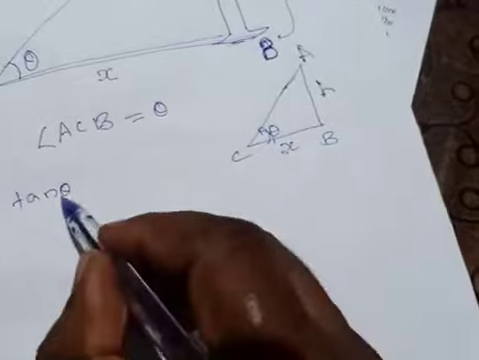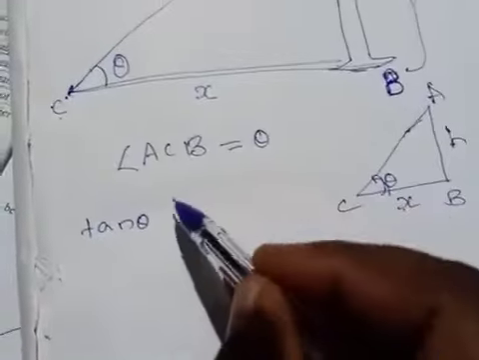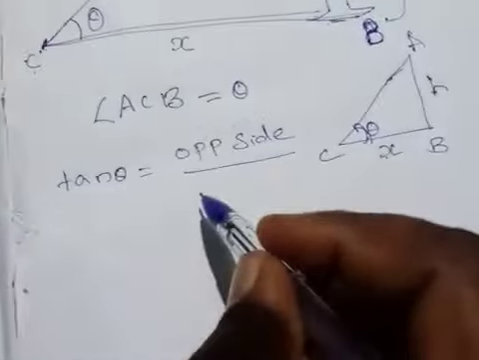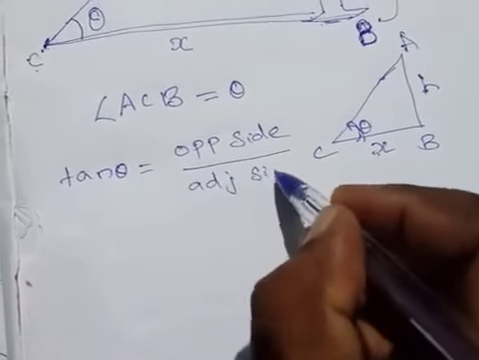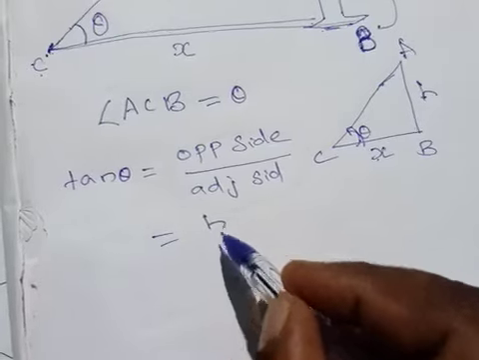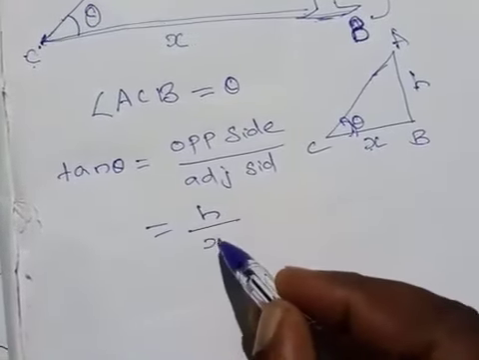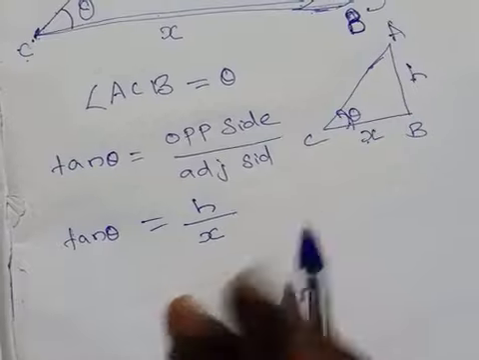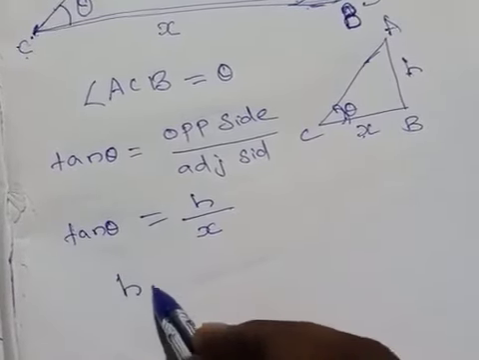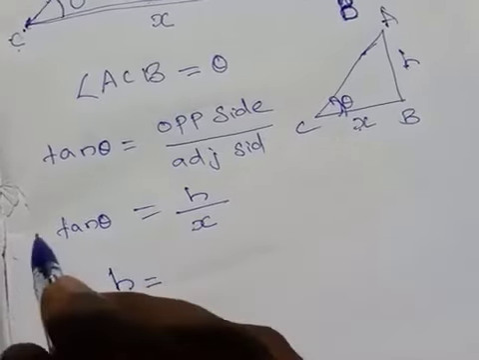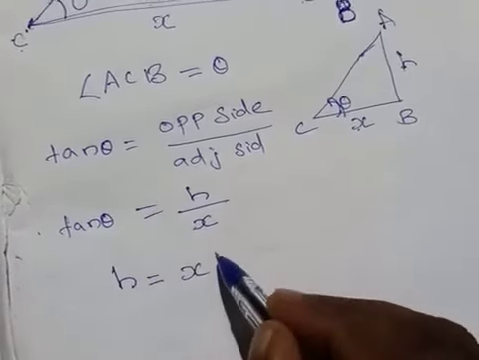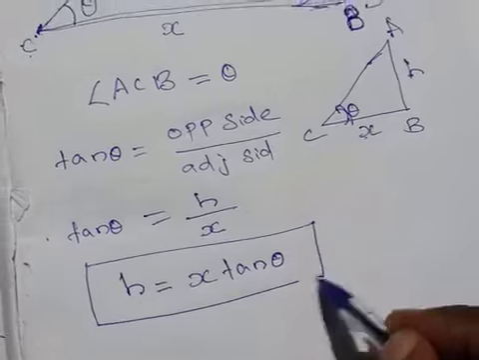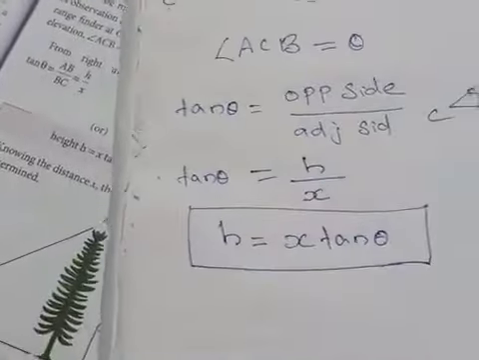So tan theta, how can you take? The formula: tan theta is equal to opposite side by adjacent side. The opposite side is h and the adjacent side is x. So tan theta is equal to h by x. So you can measure the height of the tree: h is equal to, taking this x across, cross multiplication, x tan theta. This is the triangulation method. This is one of the important 3-mark questions.